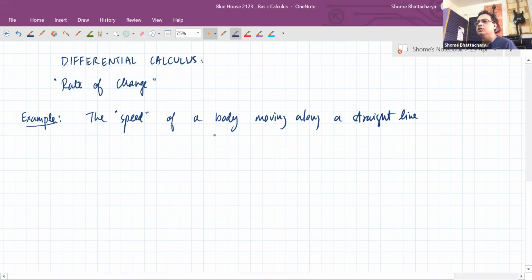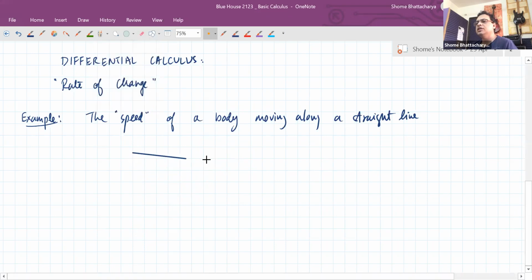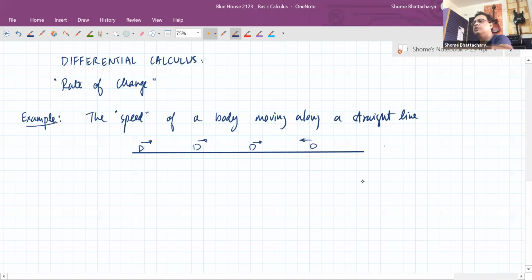If a body is going along a straight line, but in such a way that it's not changing direction in between, so as it is going from one point to another along the straight line path, it does not reverse its direction. It's not going like this and then coming back. What is happening is it's continuing in the same direction along the straight line. So if that happens, then we can say that distance is the same thing as displacement. So we don't need to worry about that.